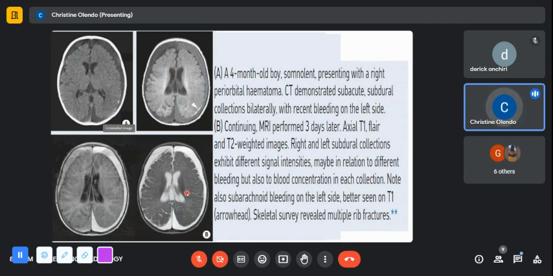A 4-month-old who was somnolent, presenting with a right periorbital hematoma. So you have CT and MRI, and they're showing subdural hematomas with a hyperdense new collection in there. So these are older ones, and you have a new bleed. This is a child who has had a history of acute on chronic hematomas, isn't it? Yes, acute on chronic hematomas, which is just the same thing that we're seeing on the FLAIR.